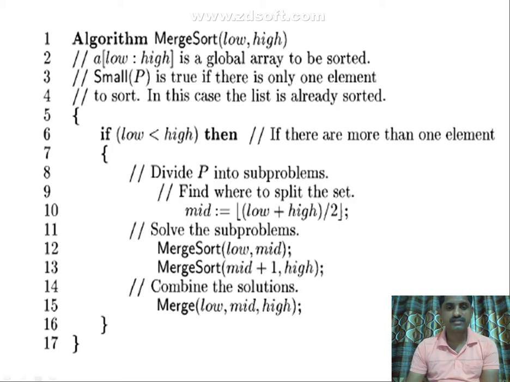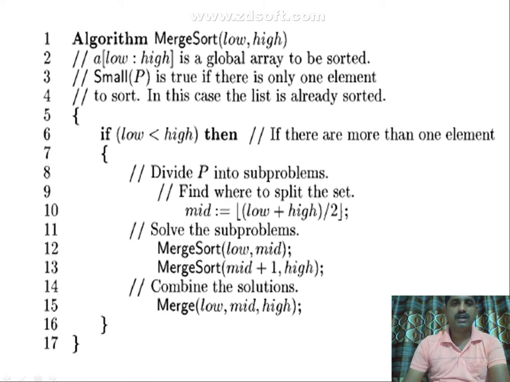So we solve the subproblems: merge sort of low comma mid and merge sort of mid plus 1 comma high. Then when sorting is completed, we have to combine these two solutions, that is low, mid and high. So combine the solutions: merge of low comma mid comma high.